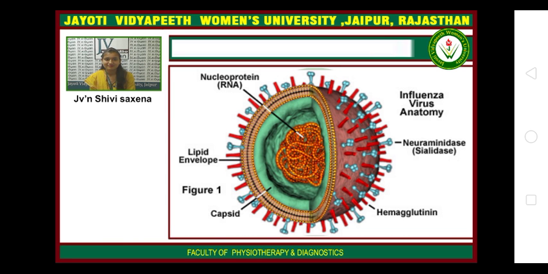The structure of influenza virus presents first layer of neuraminidase and hemagglutinin, nucleoprotein, RNA, and lipid envelope and capsid.